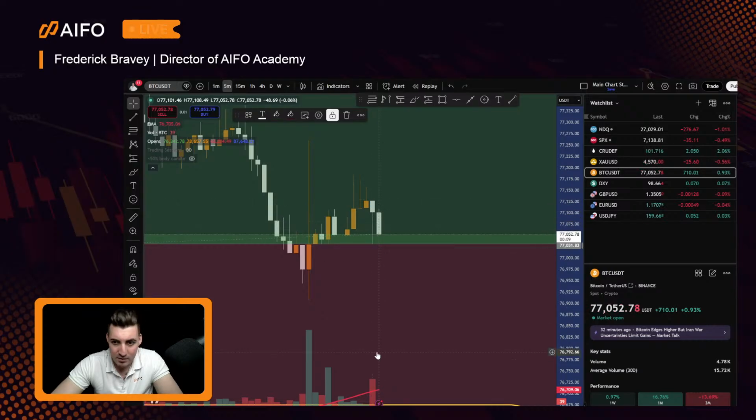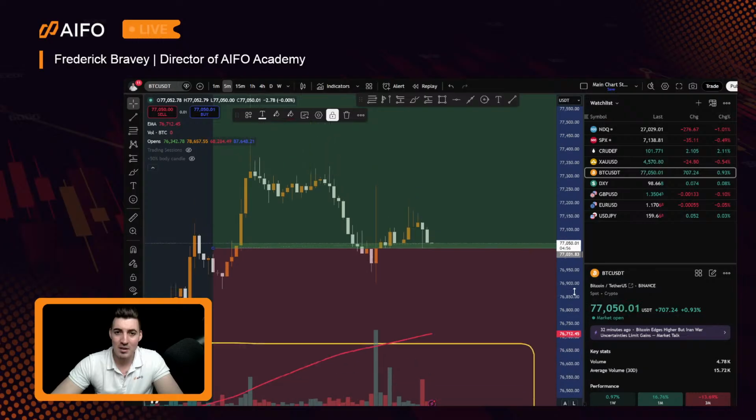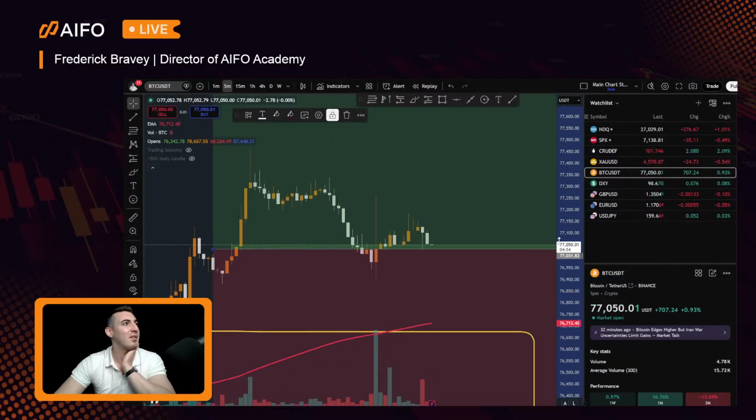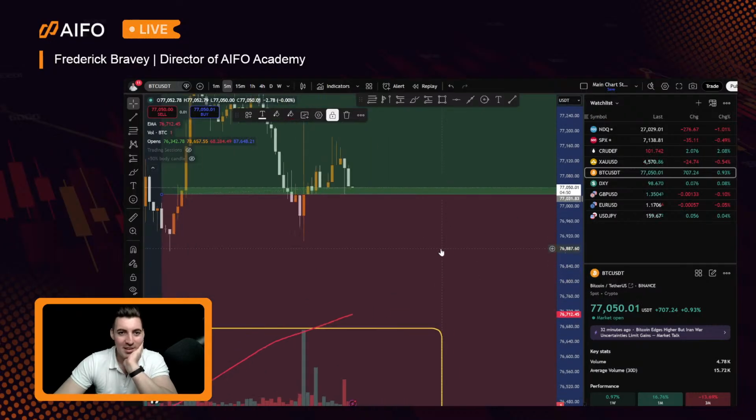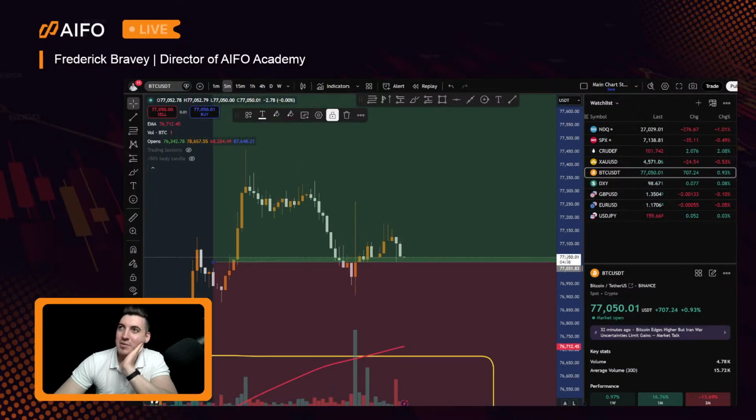Well, that's clearly fake volume, isn't it? See, that candle there had all of this volume, and this candle here has almost no volume. Oh, that's why I don't trade crypto. I just feel like it's too speculative.